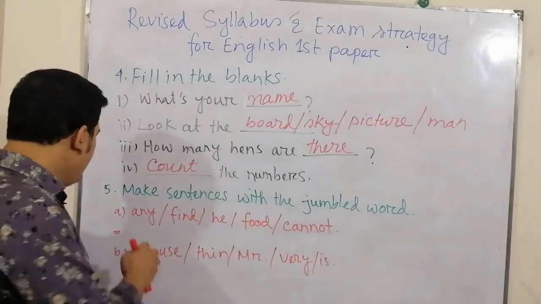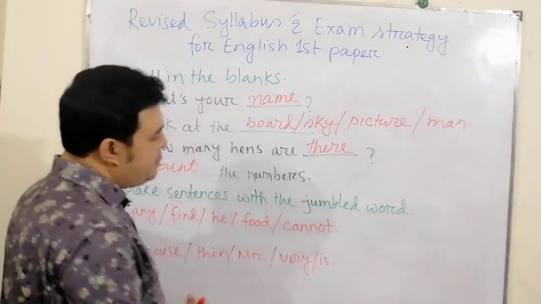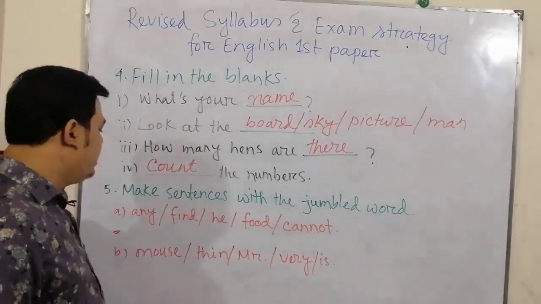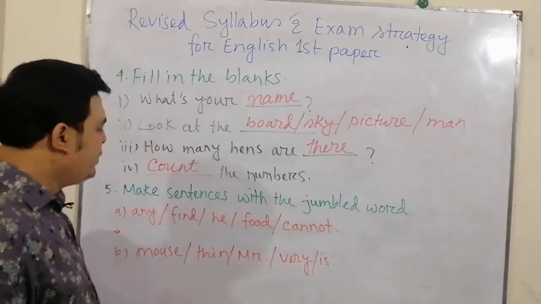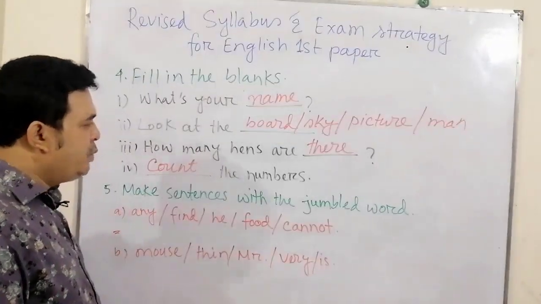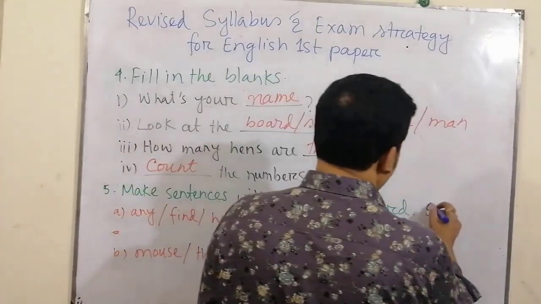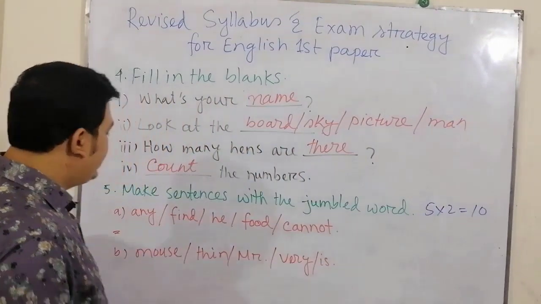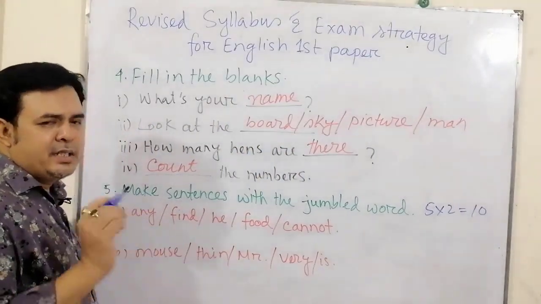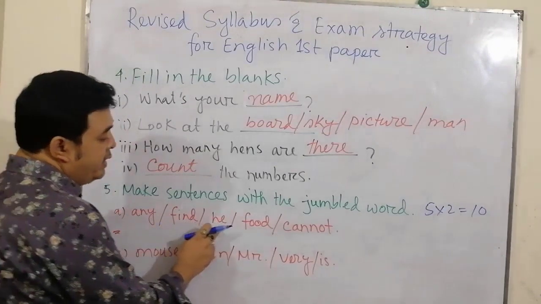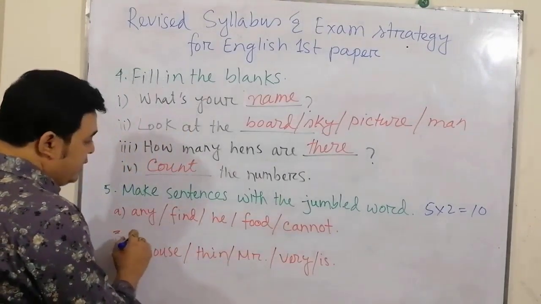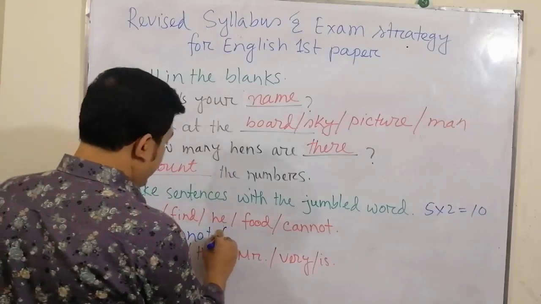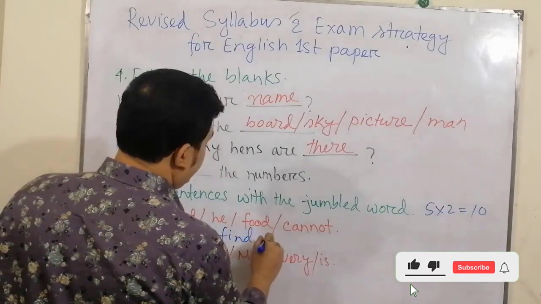Number 5: make sentences with the jumble words. That is another very interesting question for you. In your examination there will be 5 sentences bearing 2 marks each, and that will be 10 marks. Let's try one: "any, find, he, food, cannot." What will be the answer? The answer is "He cannot find any food."